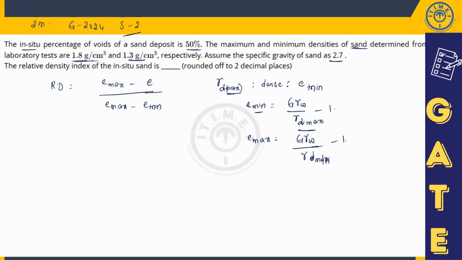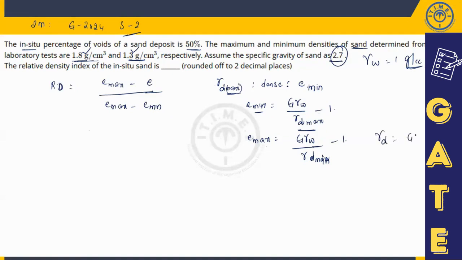Calculate. Gamma D max is 1.8, gamma D minimum is 1.3, G is 2.7, gamma W you take it as 1 gram per cc. Calculate and tell me e minimum and e maximum, and then substitute and find the value of relative density. Only formula oriented questions. And how you got this, I'll explain here.